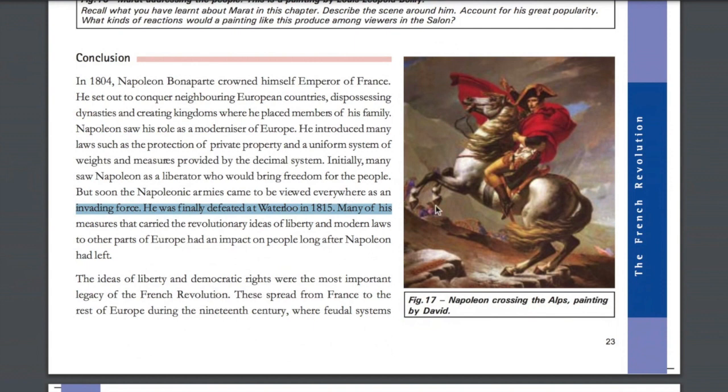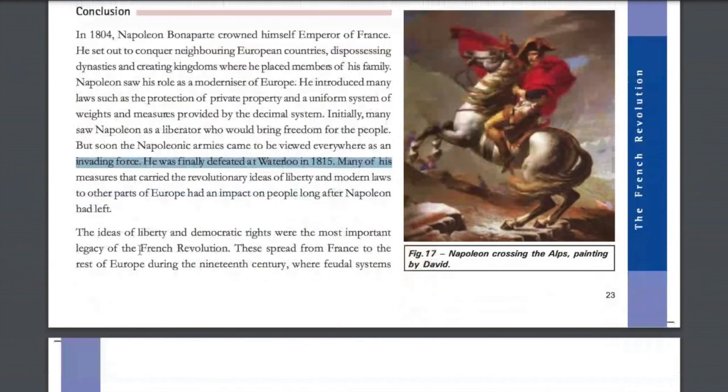So he lost the battle of 1815, but he was not killed or assassinated in that battle. He just ran away. He fled with his family, and that's why Napoleon is known as an important personality in this chapter, because he was not found later. He just fled. The ideas of liberty and democratic rights were the most important legacy of the French Revolution.